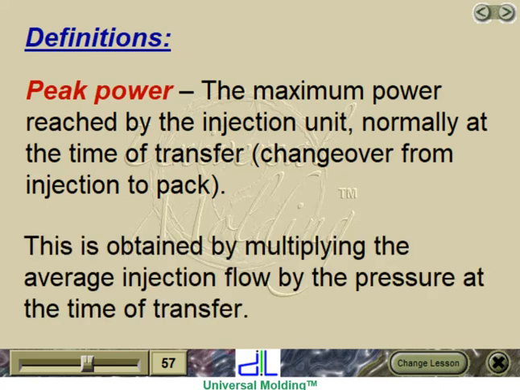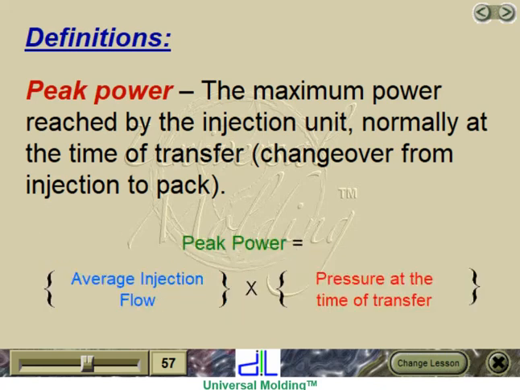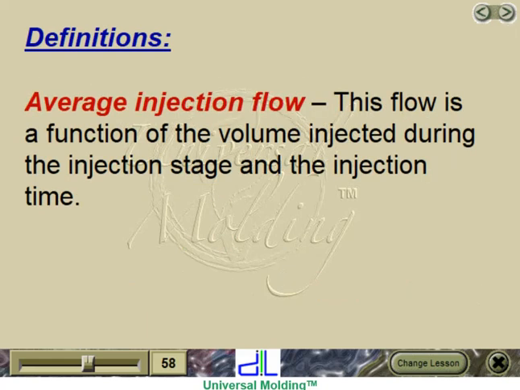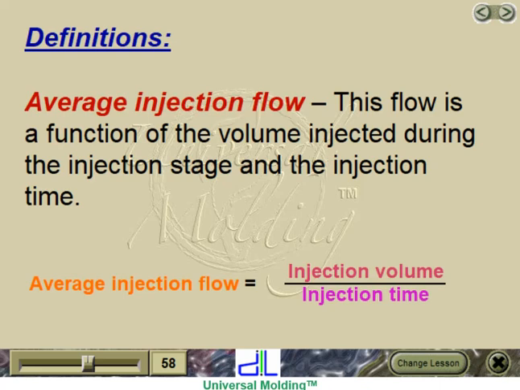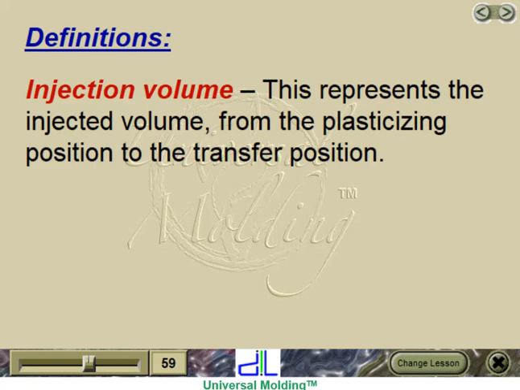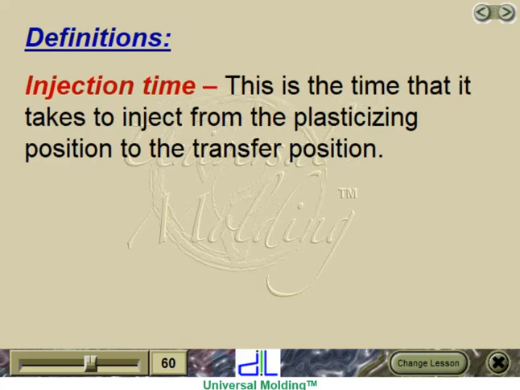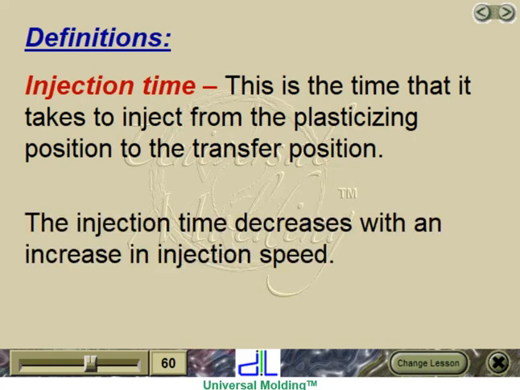This is obtained by multiplying the average injection flow by the pressure at the time of transfer. Peak power equals average injection flow times pressure at the time of transfer. Average injection flow: this flow is a function of the volume injected during the injection stage and the injection time. Average injection flow equals injection volume divided by injection time. Injection volume: this represents the injected volume from the plasticizing position to the transfer position. Injection time: this is the time that it takes to inject from the plasticizing position to the transfer position. The injection time decreases with an increase in injection speed.